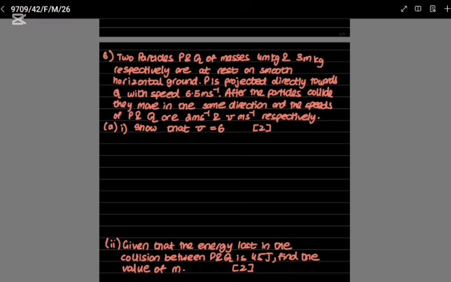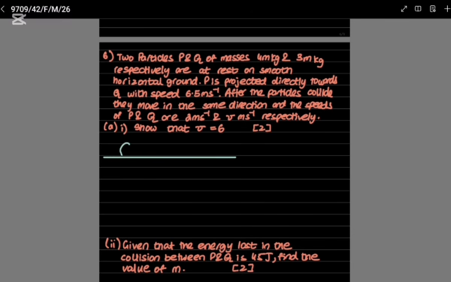Question number 6. Two particles P and Q of masses 4m kg and 3m kg respectively are at rest on a smooth horizontal ground. So there is no friction. P is projected directly towards Q with speed 6.5 meters per second. After the particles collide, they move in the same direction and the speeds of P and Q are 2 meters per second and v meters per second respectively. Part A: show that v is equal to 6. Again, draw a rough sketch. This is gonna help you a lot.